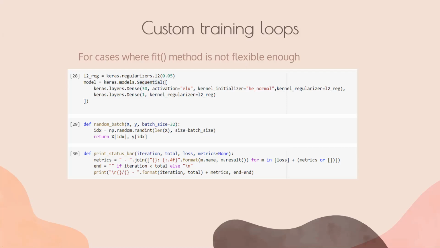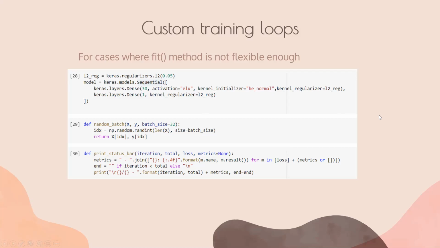So if we build our simple model here in this first block of code, then we want to create a small function that will randomly sample a bunch of instances from the training set in a random batch. This function here. Then we want to define a function that will display the training status, as we can see in print_status_bar. So all this is pretty self-explanatory. None of it is too bad. If you look at it long enough, you would kind of get it.